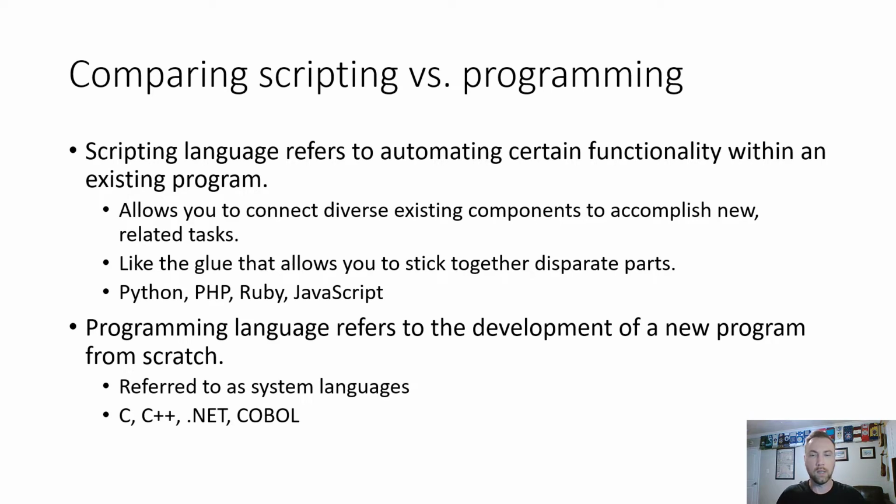Programming languages, in contrast, refer to the development of a new program from scratch. You can think of scripting as being within the environment of a program that already exists, whereas programming is literally building a program from the ground up with that binary. You don't need to know the binary code, you need to know the actual programming language, which may be C or C++, .NET, or COBOL, which is an older one. Those high-level foundational programming languages then have to be compiled into binary in order for the machine to understand them. Those are known as system languages.